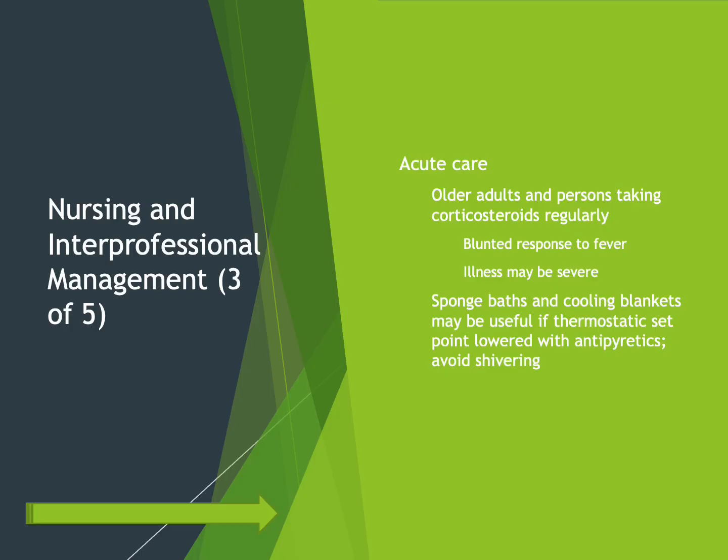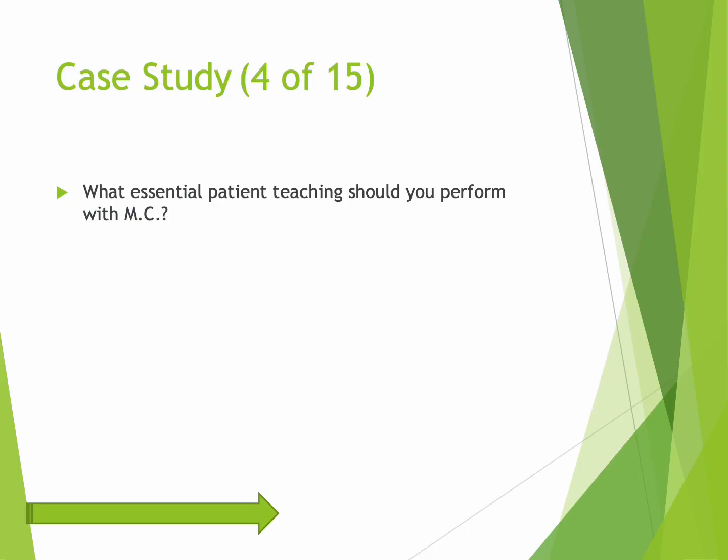So acute care, what we do is people who take corticosteroids regularly have a blunted response to fever, and illness may be severe. So we want to make sure, like I said earlier, that we use a cooling blanket, that we have something thermostatically set to a lower point with antipyretics, so that we can go ahead and manifest a lower temperature. So what essential patient teaching should you perform with this patient?